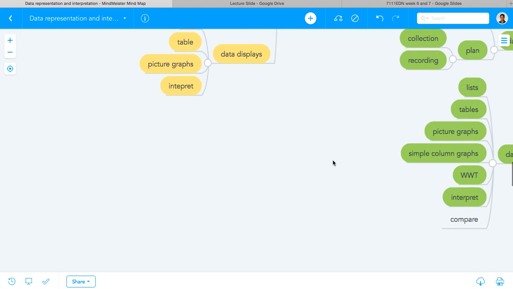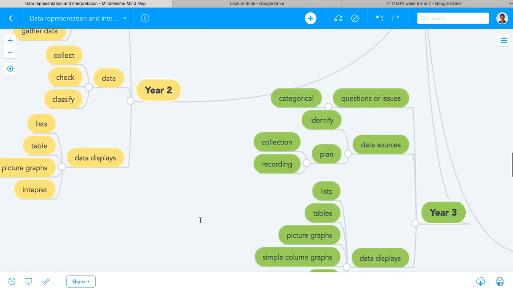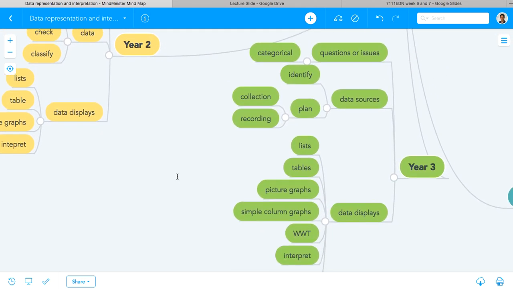Let's move down to year 3. Where's year 3? Here we are. Okay? So year 3, so questions, categorical again. Okay? Data sources, students now need to identify their own data source, but they are to plan the collection and the recording of their data. We're handing that control over to students.